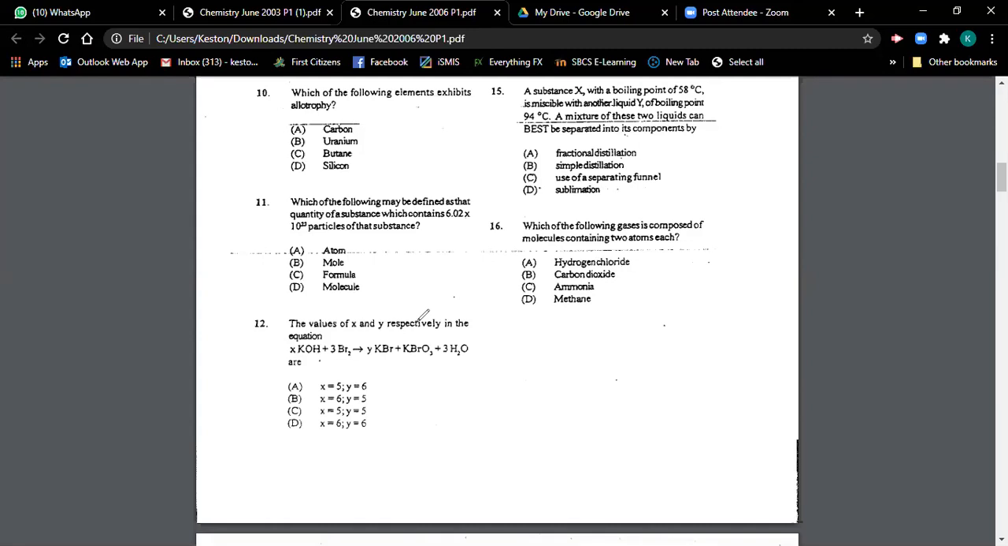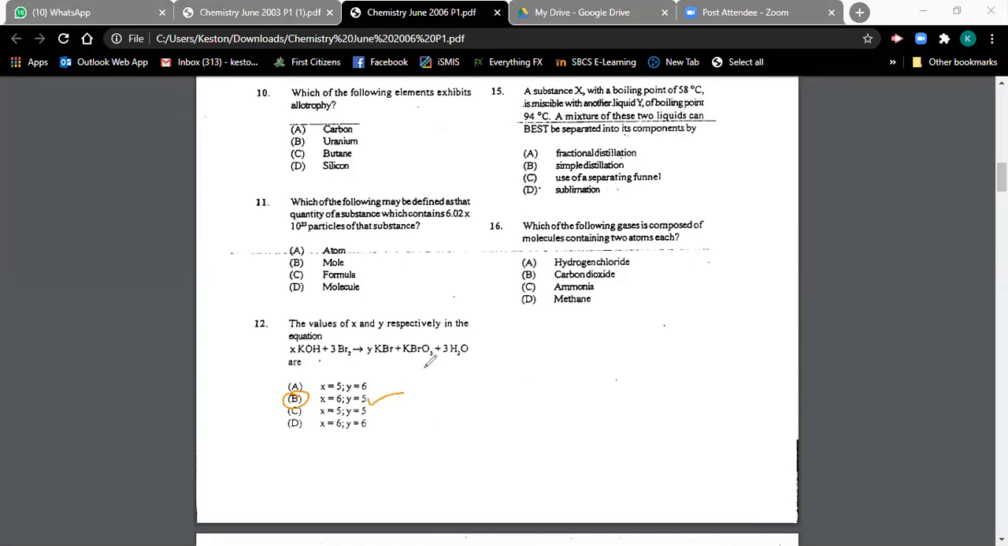Any ideas? What do you have in mind? Yep, correct, Jadon. B, 6 and 5. Right, good job, excellent.